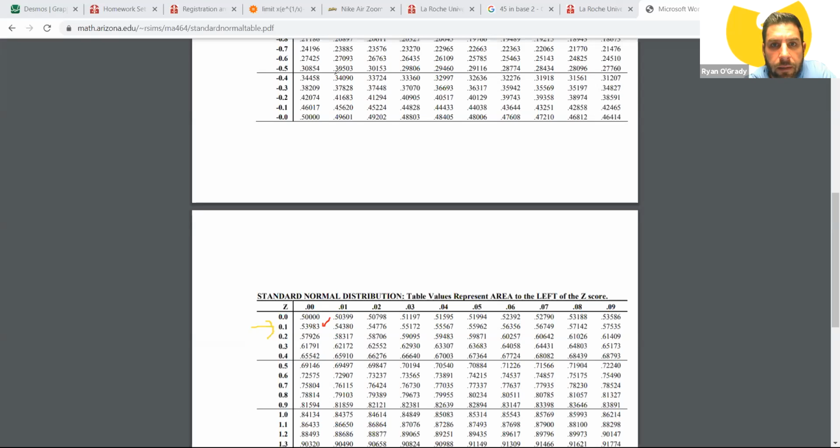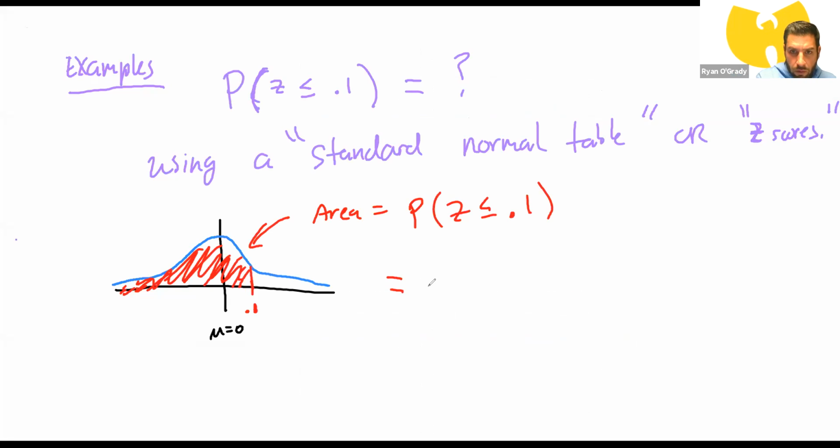So if I go back, this is 0.53983. Does anybody have a question about this?